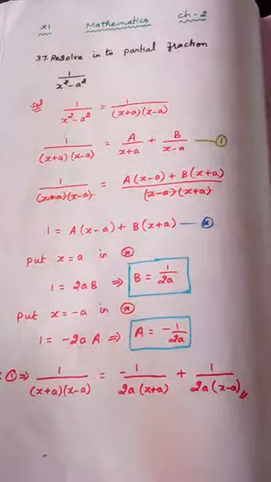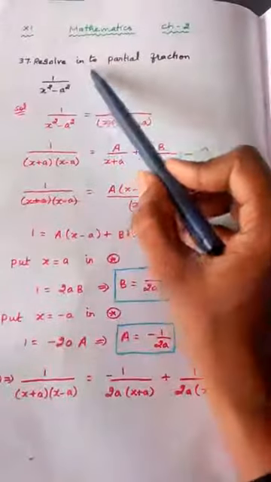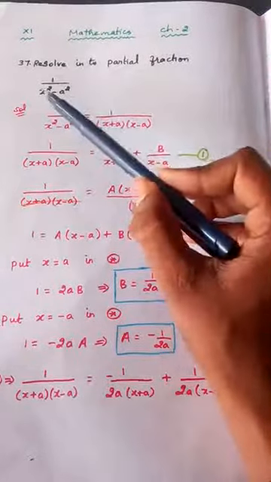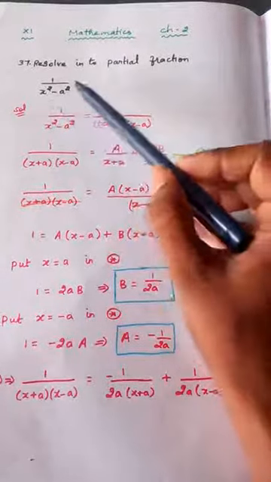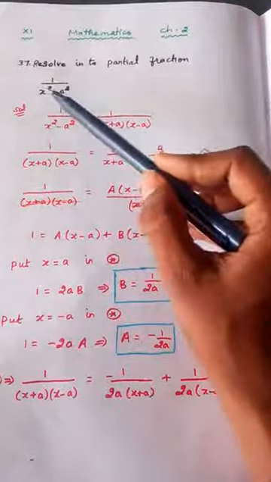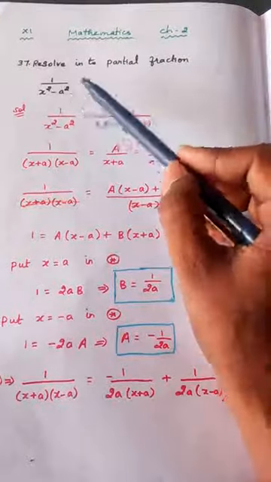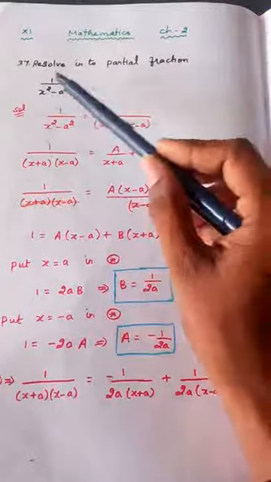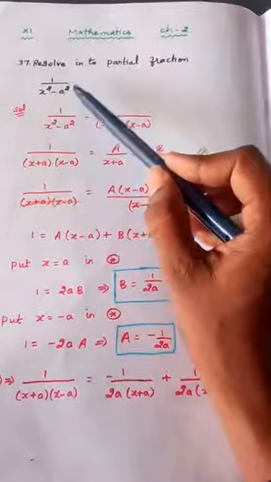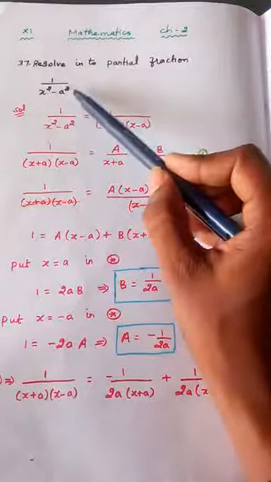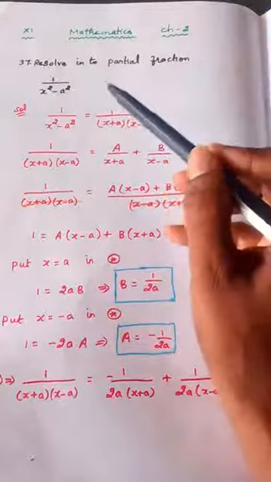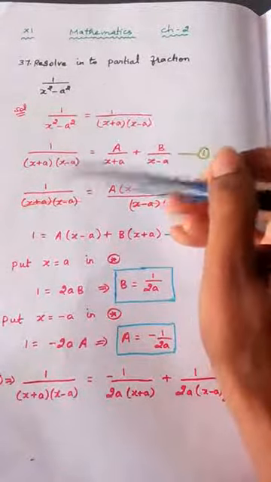Problem number 37. Resolve into partial fractions. One term was given, 1 by x square minus a square. They are asking us to resolve this into partial fractions. The meaning is splitting this into factors. Splitting this into factors is called resolving into partial fractions. I said the definition was not given here, only types and definitions we will see through the problems.